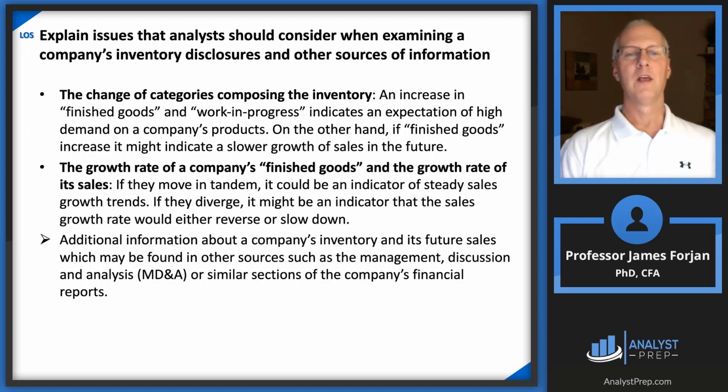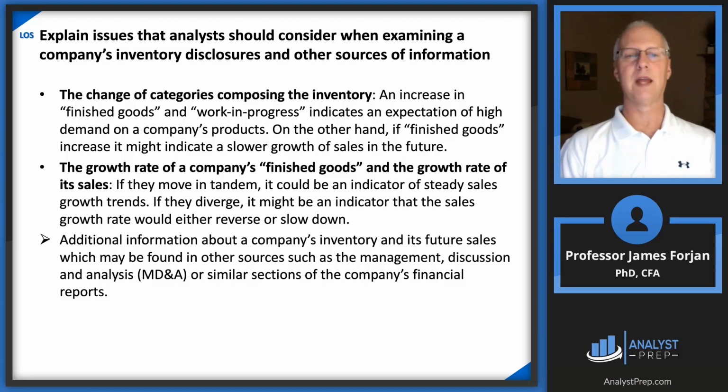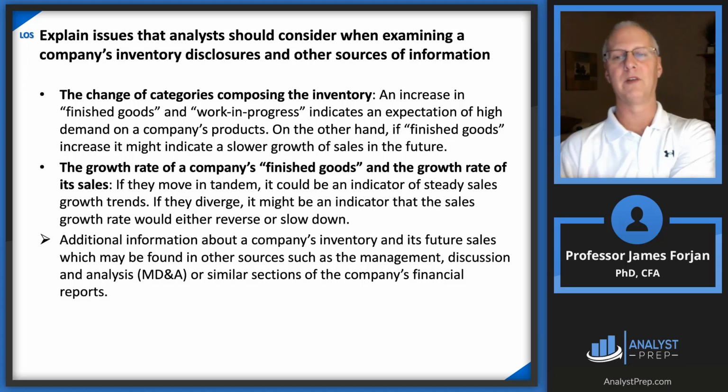All right, so let's make sure that we know the growth rate of finished goods and the growth rate in its sales. If there's a really high correlation between what's going on in the top left of the balance sheet and the top right of the income statement, then that's an indication of steady sales. Remember, in other videos, we've talked about the quality of earnings or earnings quality. Well, this is one way to determine if those earnings at the bottom of the income statement can be sustained by looking at the relationship between the growth rate in finished goods and the growth rate in sales.